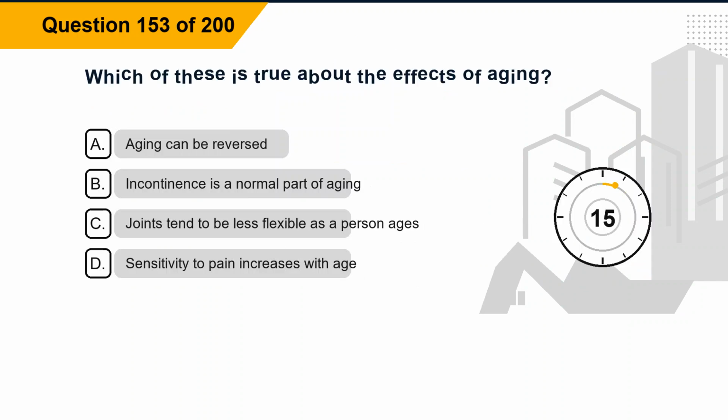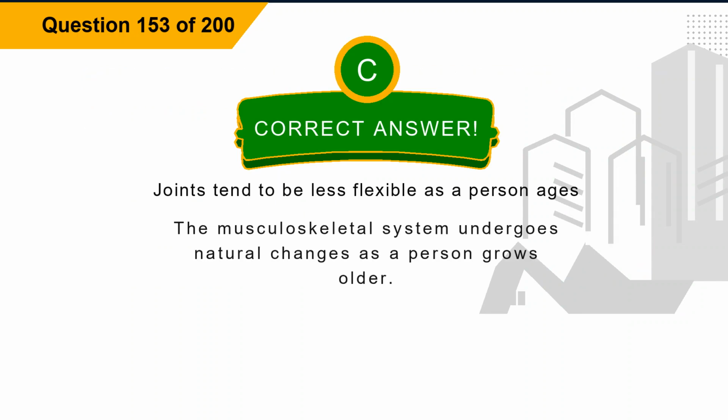Question 153. Which of these is true about the effects of aging? Option A, aging can be reversed. Option B, incontinence is a normal part of aging. Option C, joints tend to be less flexible as a person ages. Option D, sensitivity to pain increases with age. The correct answer is option C, joints tend to be less flexible as a person ages. Explanation. The musculoskeletal system undergoes natural changes as a person grows older.